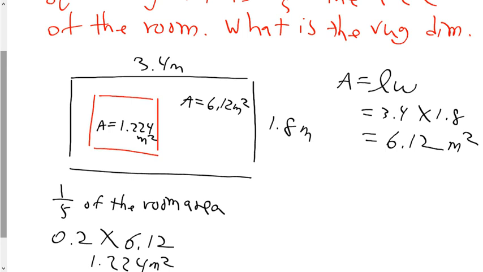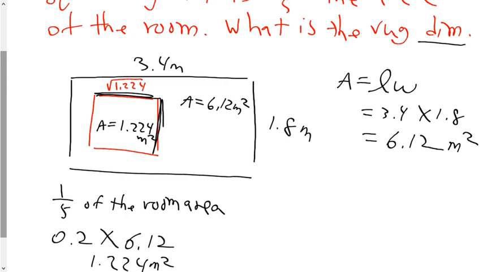Step two, but I'm not done. Because now what do I know? I only know the area of the rug. I need to know the side length, the dimensions. So I need to know the length and width in order to get it. If you put this on the test, I would be very impressed. What is the length of the rug exactly? The exact length is the square root of 1.224. That is the length. End of story. Done. Next question.